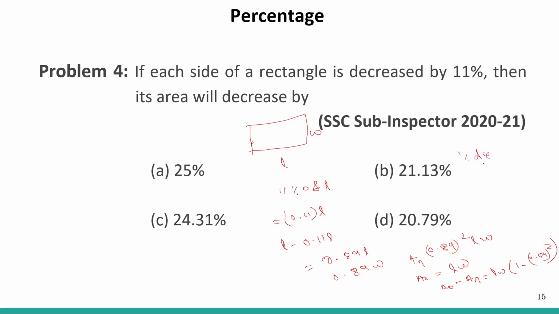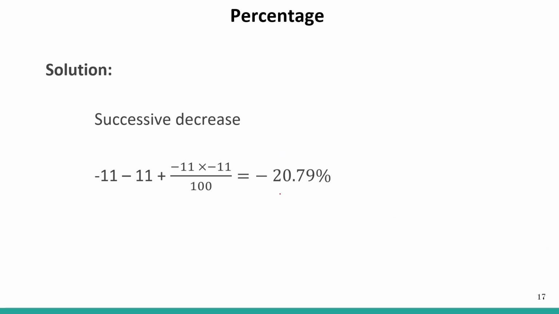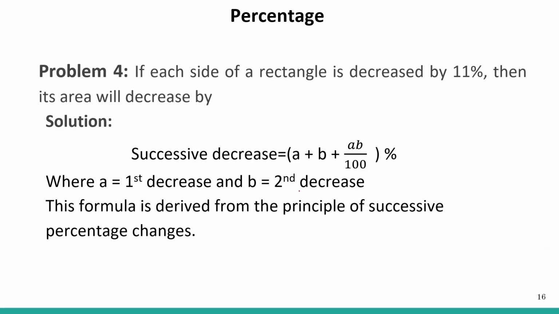Percentage decrease is equal to LW into (1 minus 0.89 whole squared) divided by LW into 100. So it will be equal to (1 minus 0.89 whole squared) into 100. This will be actually equal to 20.79, that is 21% approximately.